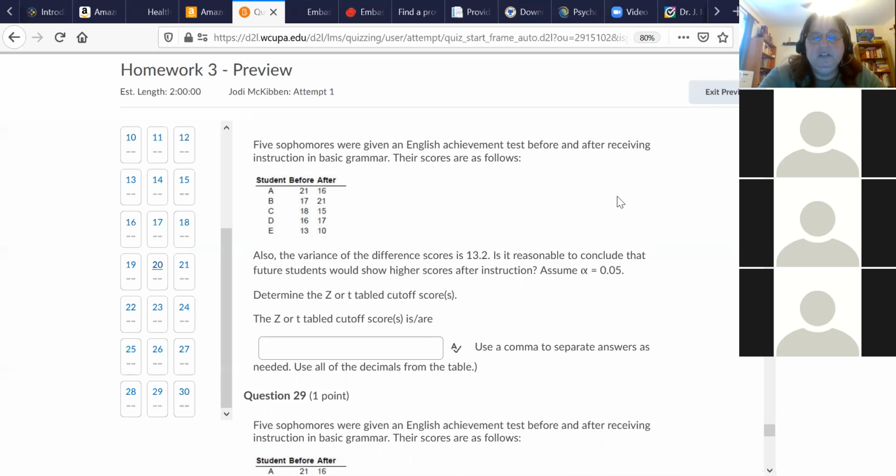What do I got to do? Same business. I've got to calculate my standard error of the difference mean. I take the square root of 13.2 over, how many people did I have? 5, over the square root of 5. Why did I take the square root of 13.2? Because it was a variance. Had it been a standard deviation, I just would have taken 13.2 over the square root of 5. But it's not, it's a variance.